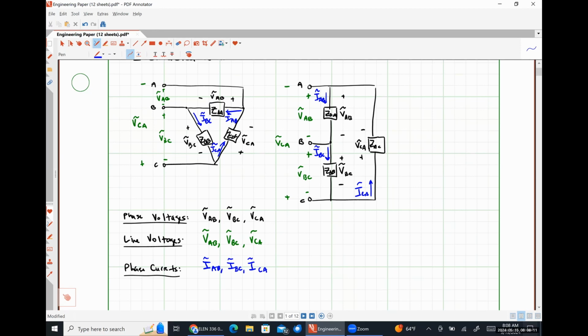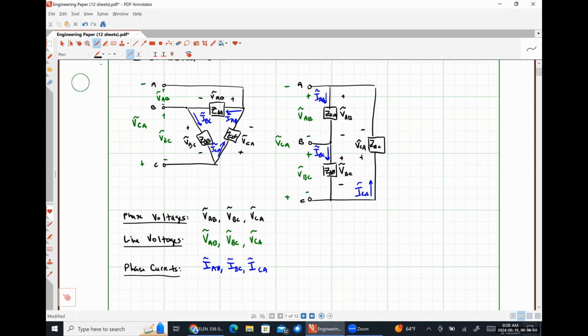All right, so we have two different ways that we can connect our source and two different ways that we can connect our load. So that means there are four total permutations that we could see. We could have a Y-Y system where the source is connected in Y and the load is connected in Y. We could have a Y-delta system where the source is connected in Y and the load is connected in delta. We could have a delta Y system where the source is connected in delta and the load connected in Y. And lastly, we could have a delta-delta connection where both the source and load are connected in delta.